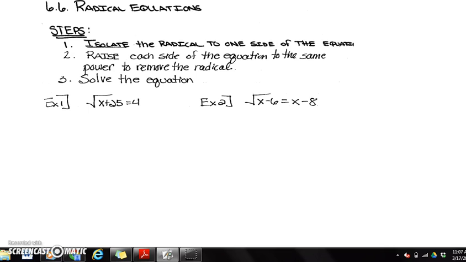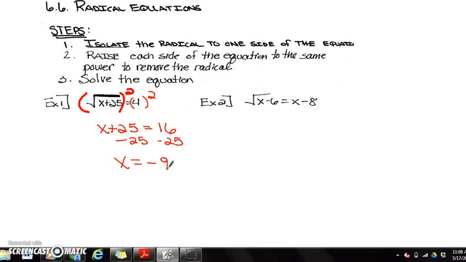Example 1. This is all underneath the radical sign. So what we're going to do is take and raise each side to the second power. This removes the radical, which gives us x plus 25 equals 16. Then you simply subtract the 25 from each side, and you get x equals negative 9.